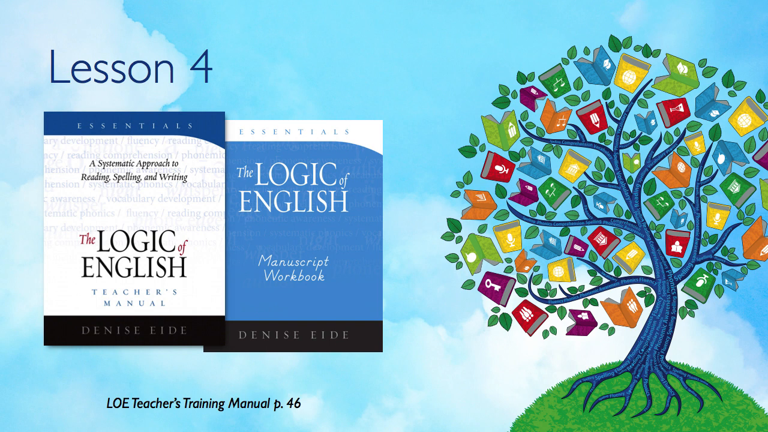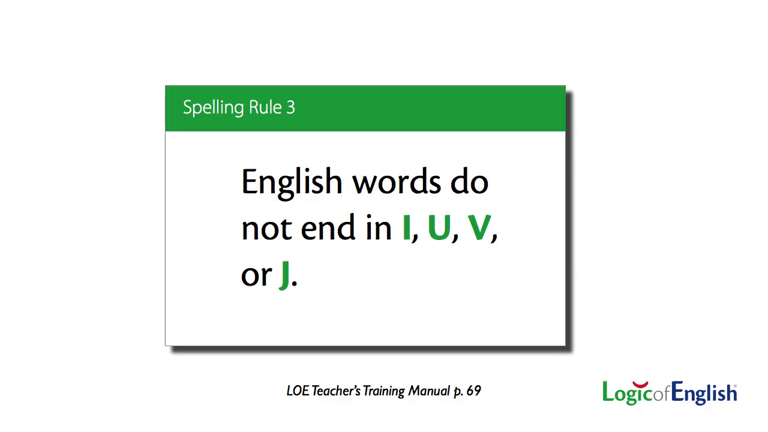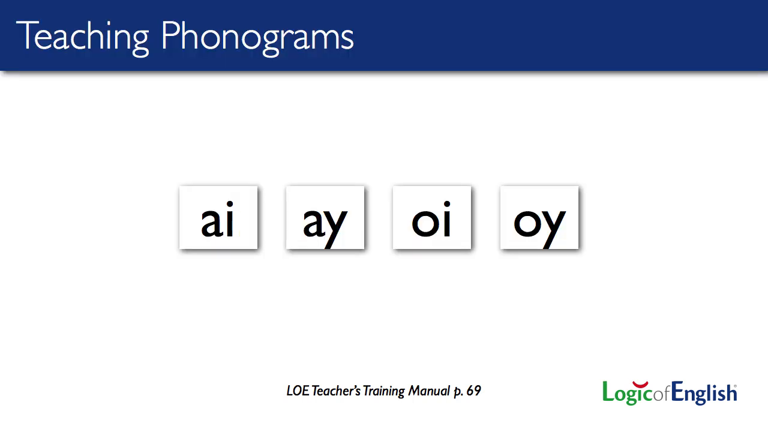So day four or five, you can begin to teach this rule. This is one of the only rules I teach where I just tell them. English words do not end in I, U, V, or J. Let's say it together. English words do not end in I, U, V, or J. But as soon as we learn it, we begin to apply it by learning phonograms.